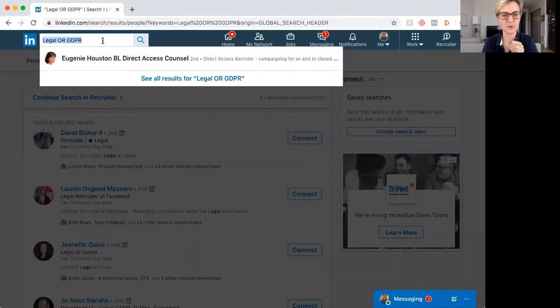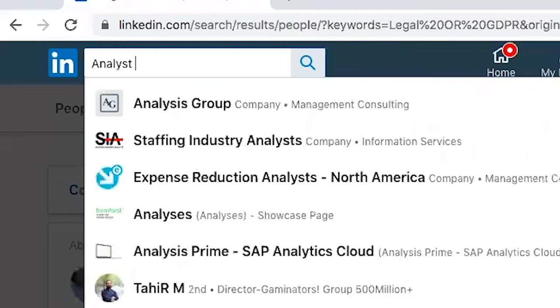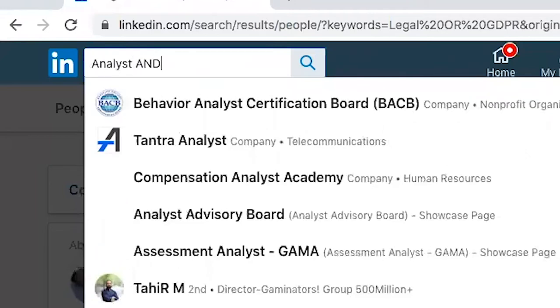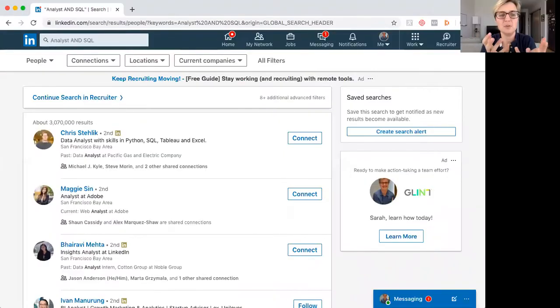So if we go, for example, say you're a data analyst and you're looking to get into some analyst positions, you could go analyst AND SQL. So this gives you just over 3 million results. So this is anyone in their profile who has analyst and SQL.